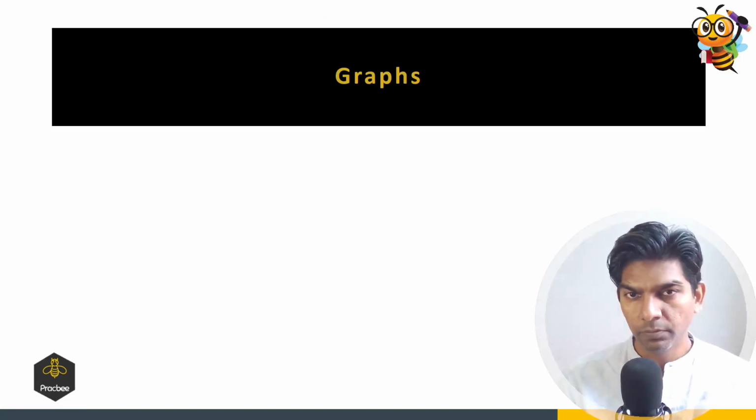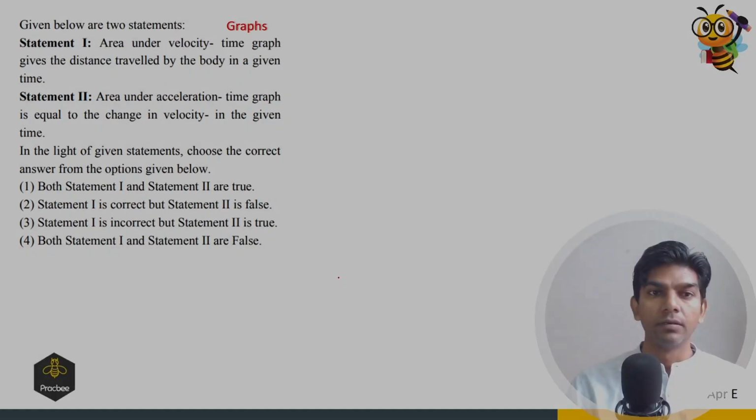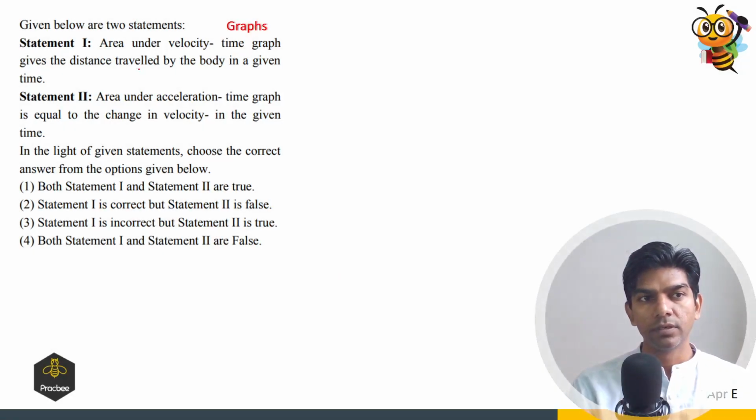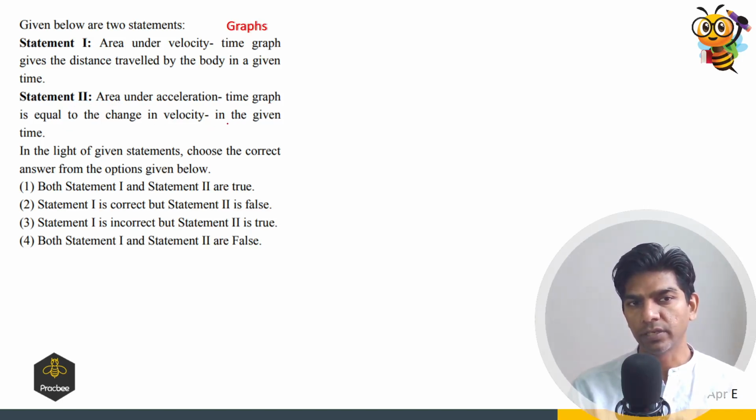Now let us see another problem type which is based on graphs. Right, so now let us see this question. Given below are two statements. Statement 1: area under velocity time graph gives the distance traveled by the body in a given time. And statement 2: area under acceleration time graph is equal to the change in velocity in a given time. So in the light of the given statements, choose the correct answer from the options given below.